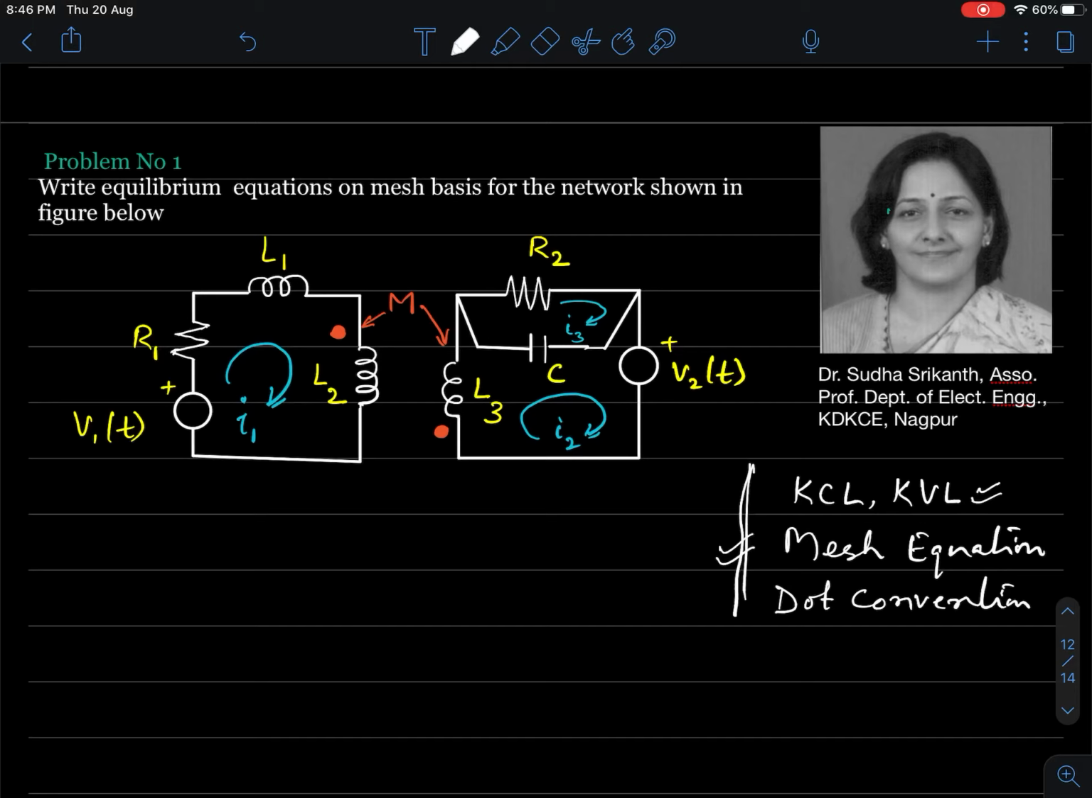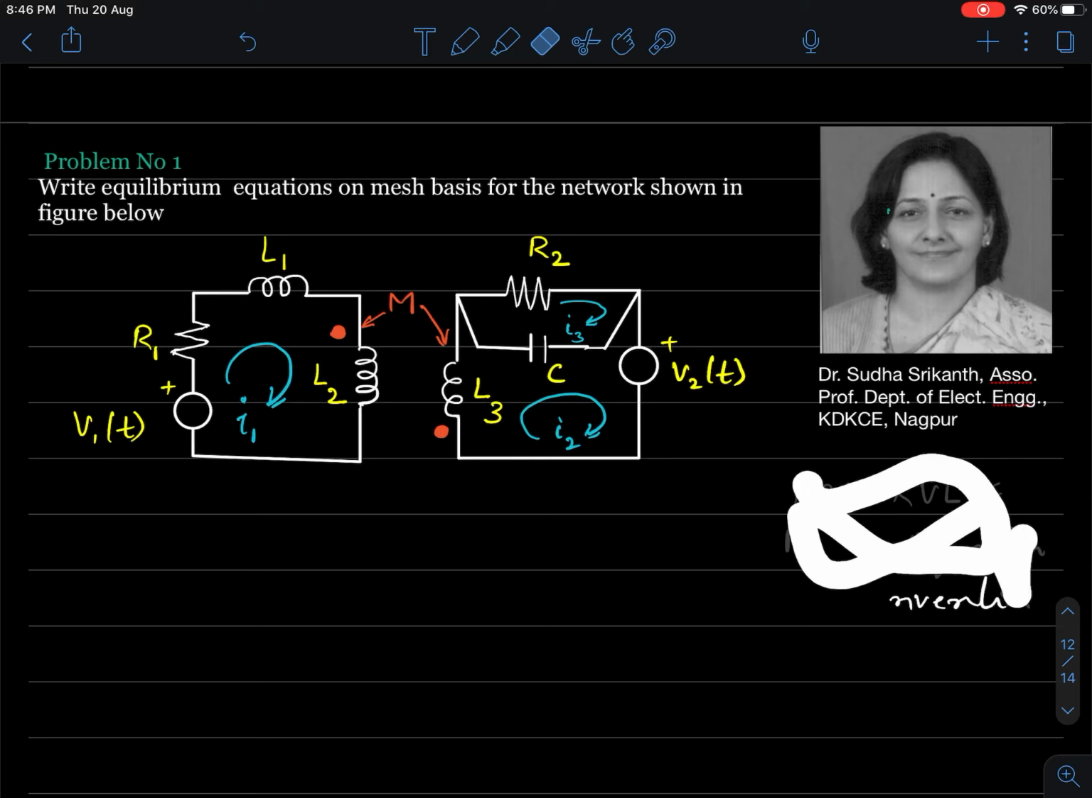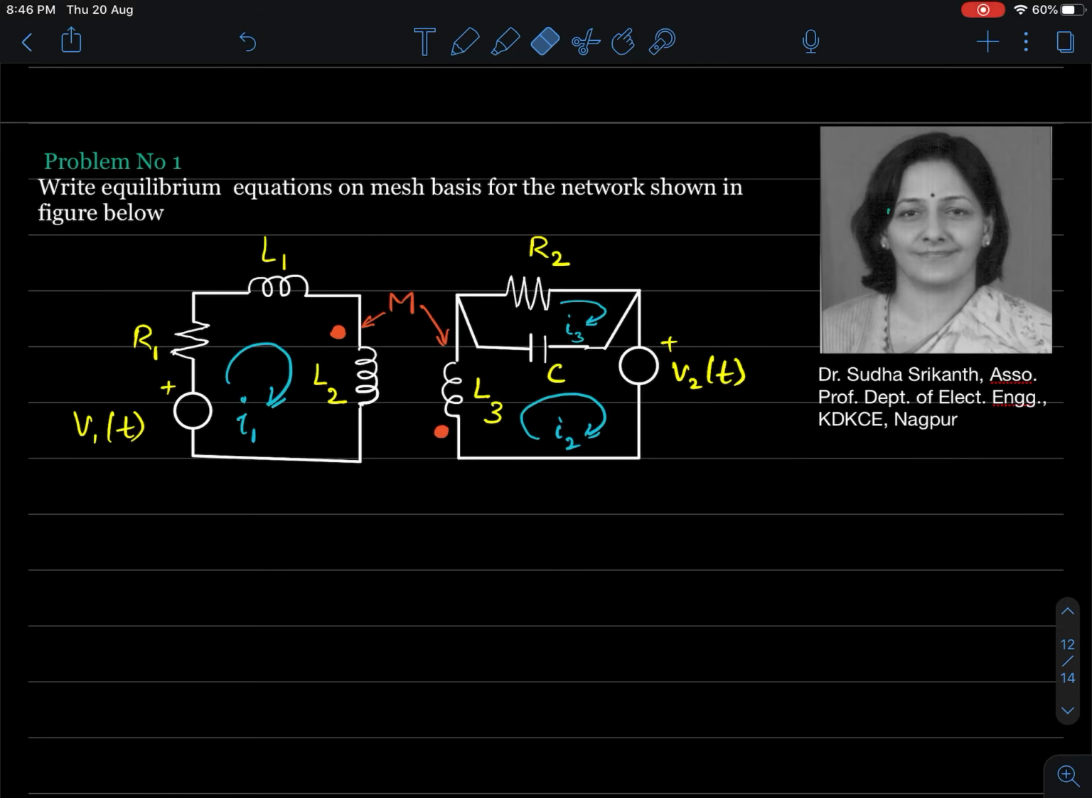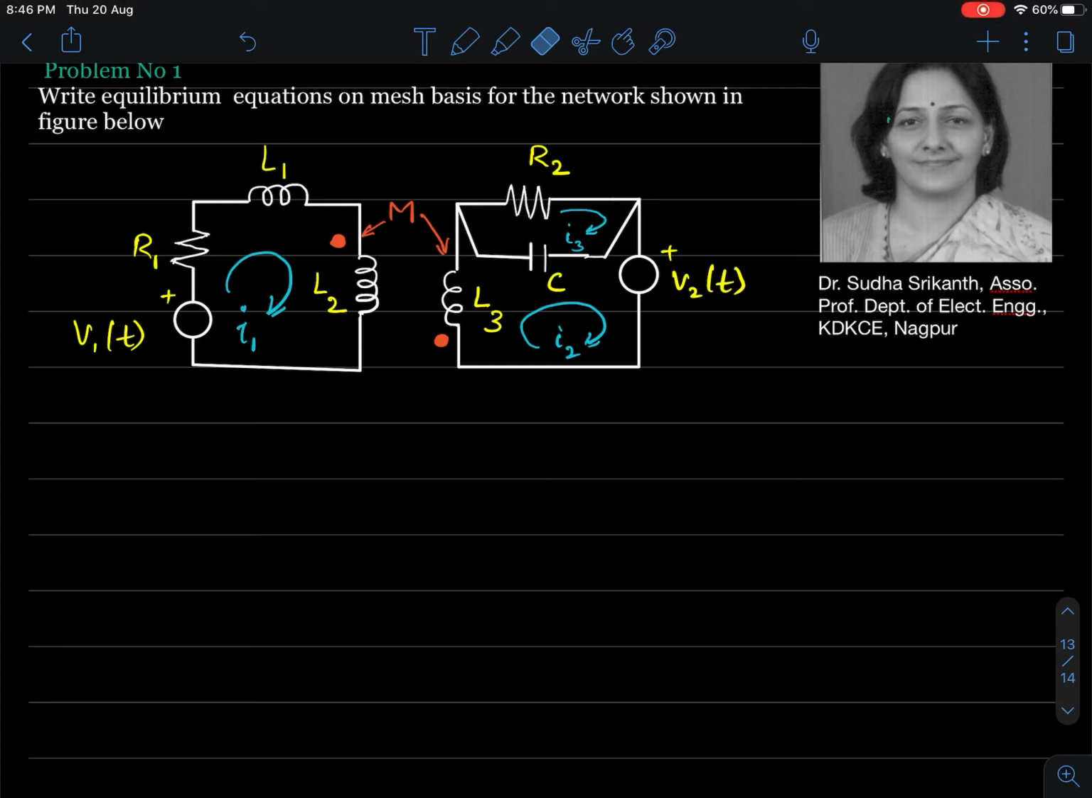Actually, if we look at the dot convention, it is a standard practice to place a dot on one end of each coil if it is mutually coupled with the other coil. A dot indicates the polarity of the EMF induced in a coil due to the current in the other coupled coil. Alright, so how do we understand this dot convention? A brief side note to the dot convention I would like to quickly go through so that you will be able to apply that to the coupled coils.